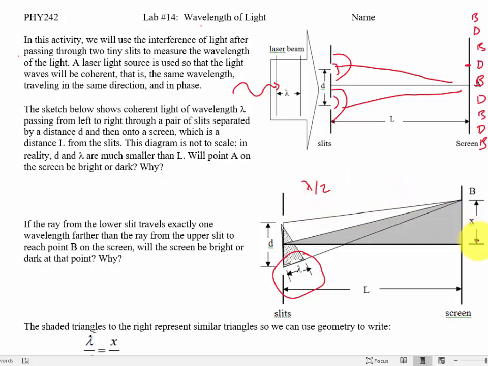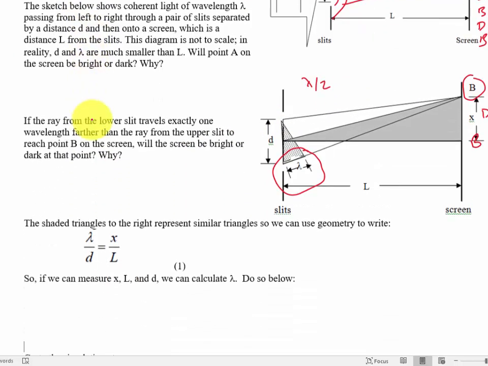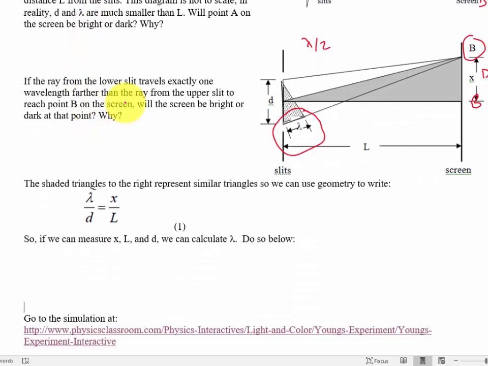So what we can do is we can say, alright, we know in the center we have a bright spot, and then we're going to have a dark spot, and then we're going to have a bright spot when the light has traveled exactly one wavelength further. We can mumble something about similar triangles and say that the wavelength divided by the distance that these slits are separated has to be equal to x divided by L, where x is this distance just right here, and L is the distance between the slits and the screen. We can then go ahead and calculate what the wavelength is. I trust your algebra is good enough to do that.